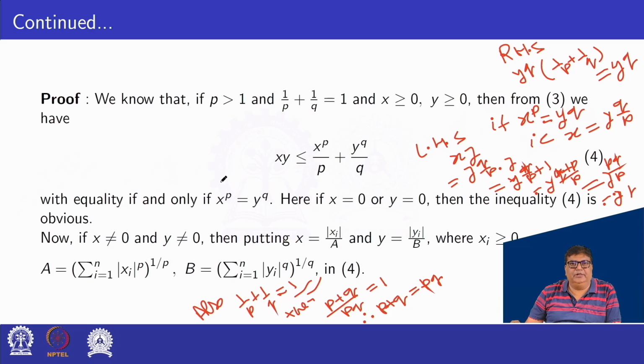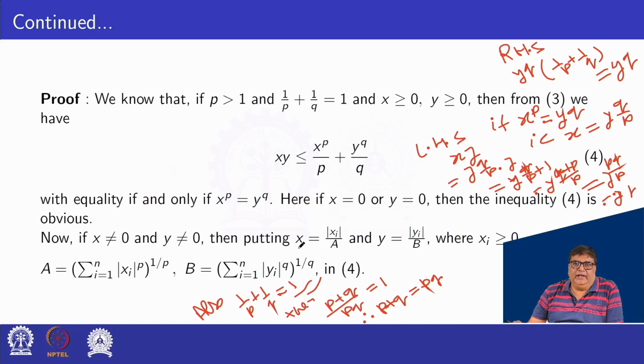So here if x to the power p is equal to y to the power q, then the equality case holds. If x is equal to 0 or y is equal to 0, then the left hand side is 0, and the right hand side has one term 0 and we have one positive term. So the inequality holds. Okay. Now we prove for x not equal to 0 and y not equal to 0.